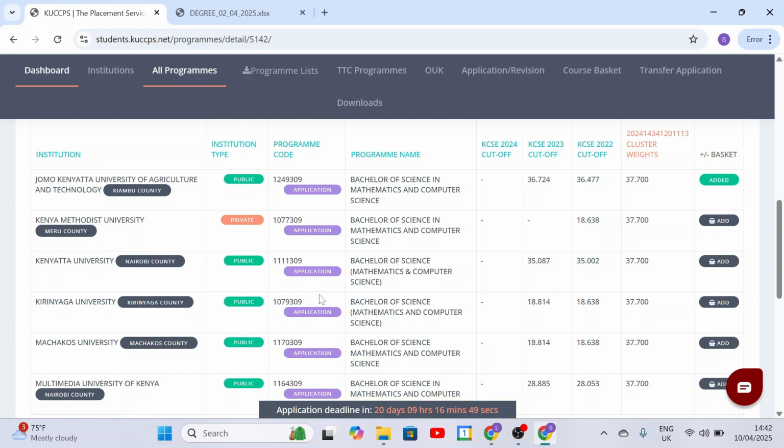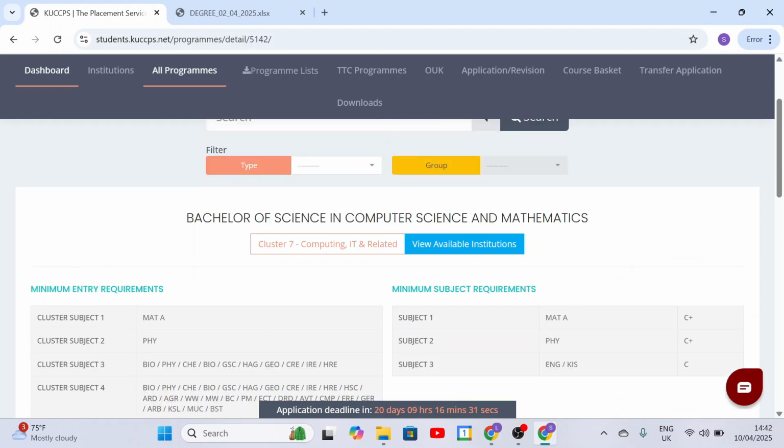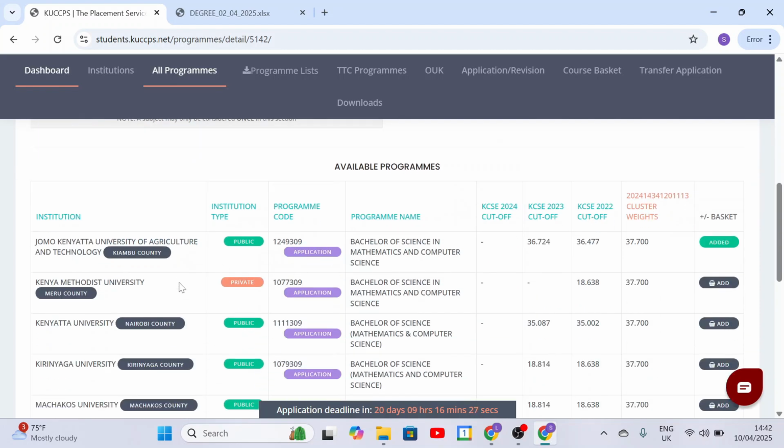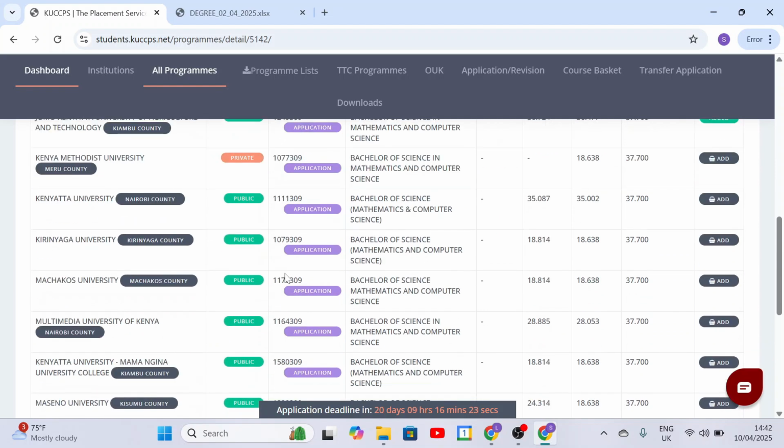I can decide, okay, because this is my most preferred choice, this is what I want to do, and I'm very competitive in it. I will remember I will need three universities doing the same course. So if I've decided to do Bachelor of Science in Computer Science and Mathematics, then it means I will need to select the same course in three universities. So for me, I will take JKUAT. Then I will come and take, let me see. I can also go to KU.